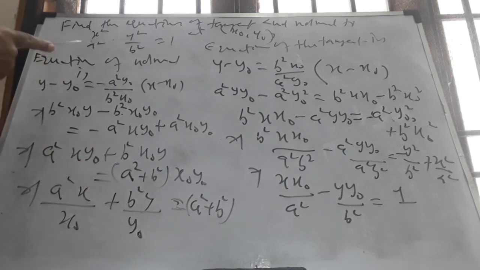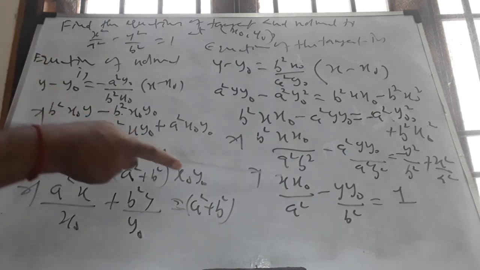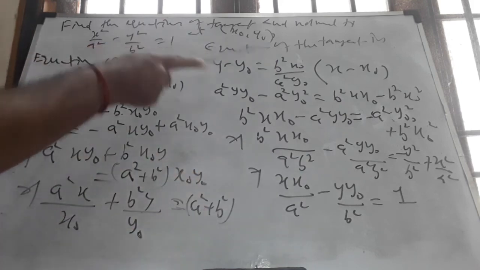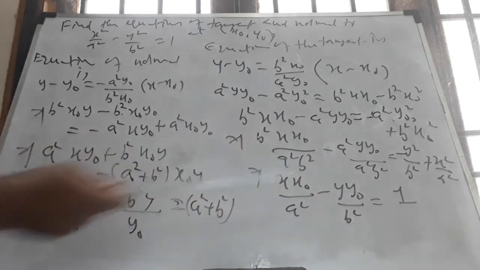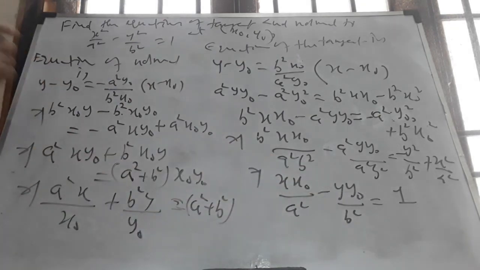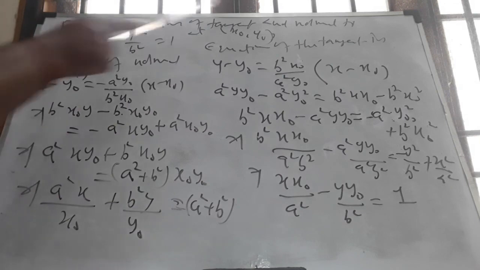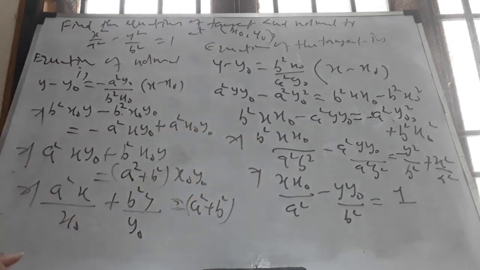The easy way to remember here is, I'll write this only for the tangent, not for normal. I'll write this as x into x, replacing one x by x naught, x naught by a square, plus y into y, replacing one y by y naught, y naught by b square, equal to 1. Easy to remember. Only for tangent, not for anything else. For circles and ellipses like this, you can easily remember the step. I'll write x square as x into x, replacing one x by x naught, and y square as y into y, replacing one y by y naught.